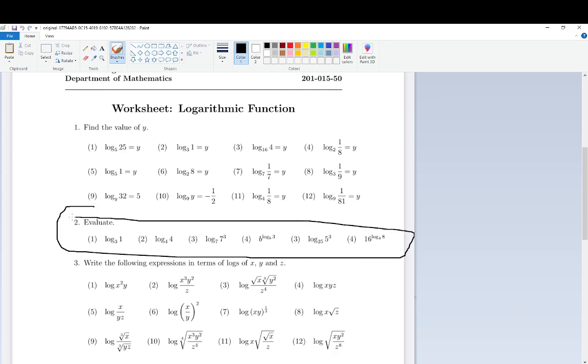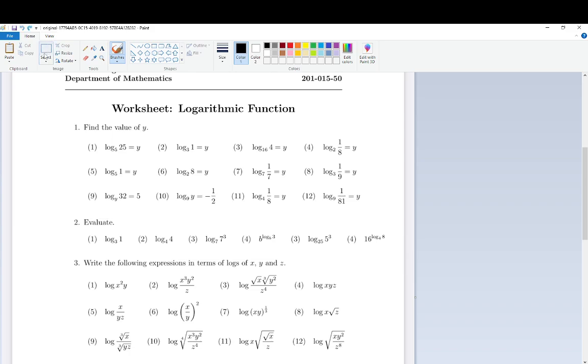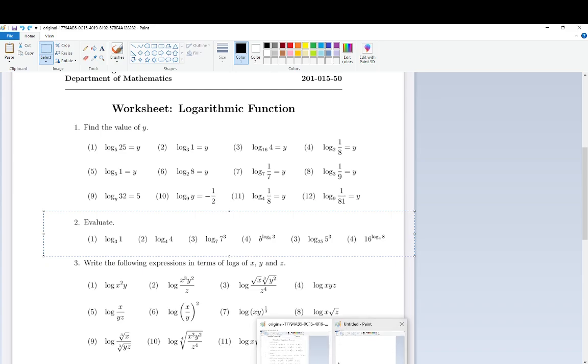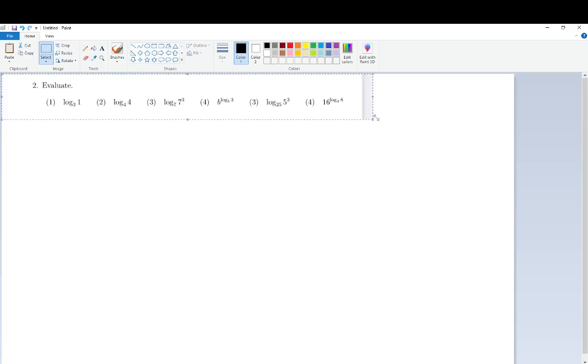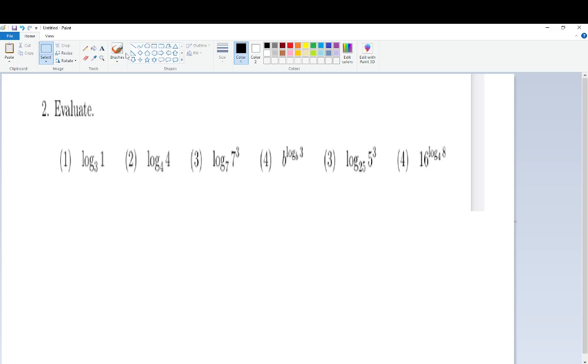Evaluate. Evaluate usually means, well, if they say without a calculator. So they're going to say, well, these are just the tricky ones. And sometimes it helps when they're letters to just use a number. They're saying, what exponent do I put over 3 to get 1? 0. What exponent do I put over 4 to get 4? 1. What exponent do I put over 7 to get 7 to the power 3? Clearly 3.